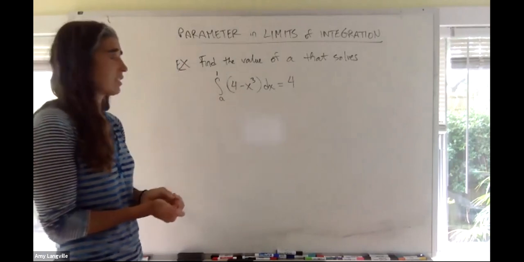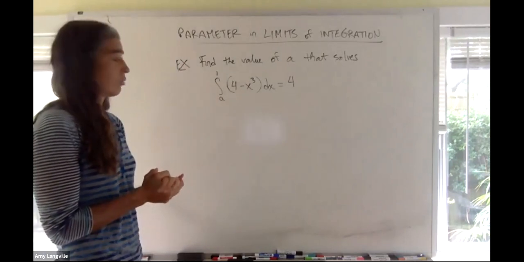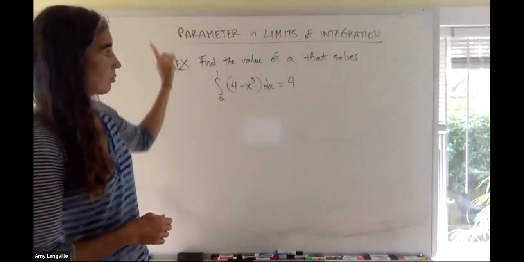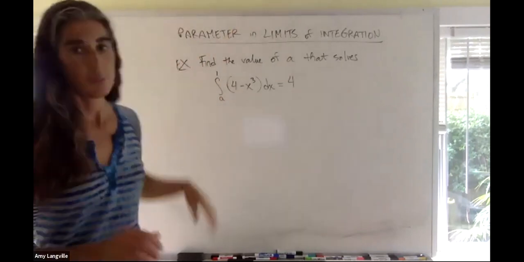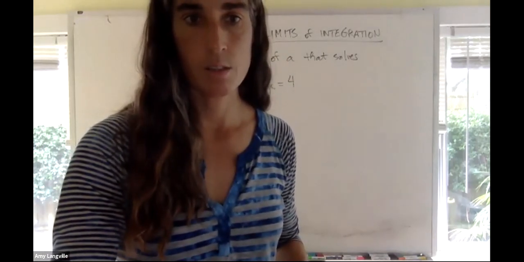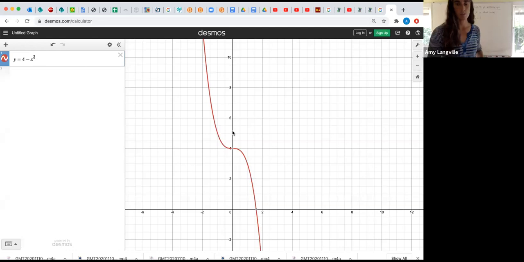Before we get to the calculus and the arithmetic, let's see what this function looks like. It's the cubic function flipped and then shifted up 4. So here it is in Desmos, 4 minus x cubed. That's our function in red.